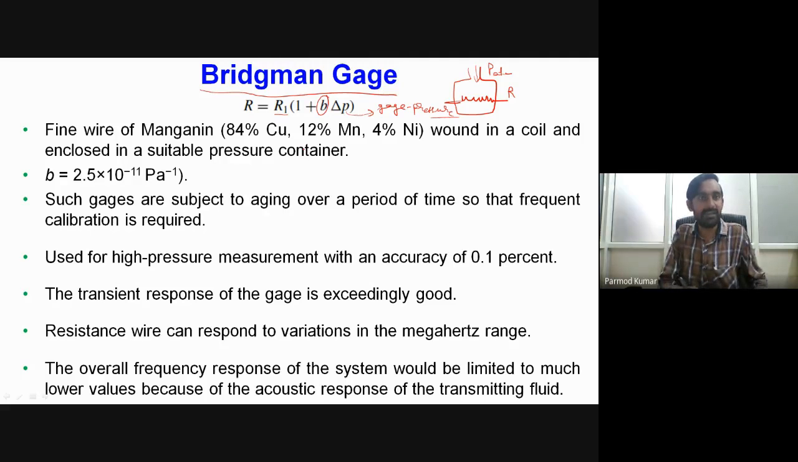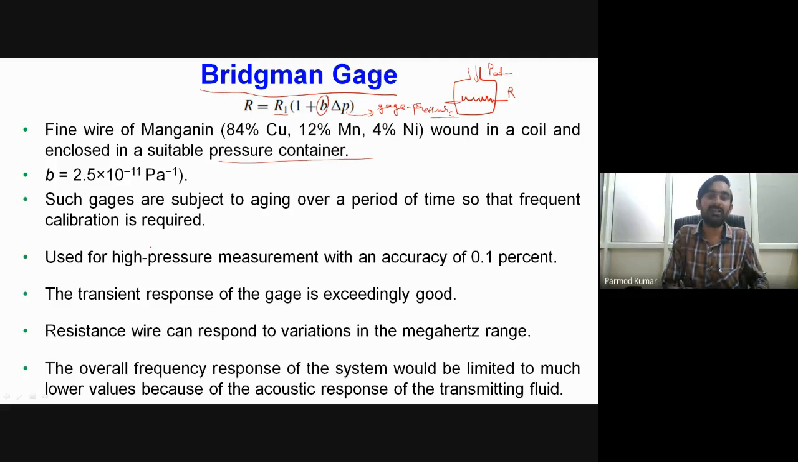Particularly, this type of gauge employs fine manganin wire, which consists of 84% copper, 12% manganese, and 4% nickel. This is wound on a coil, and that coil is enclosed inside a suitable pressure container. We then subject that container to our given pressure situation. The value of this coefficient B is equal to 2.5 times 10 to the power minus 11, in units of per Pascal, for the manganin wire.